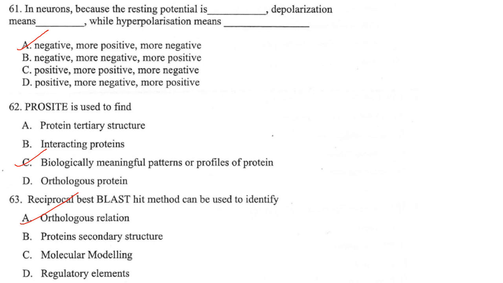So the answer here will be option A, that is negative. Depolarization is more positive and hyperpolarization is more negative. So the answer here is option A. Then next one. ProCyte is used to find biologically meaningful patterns or profiles of protein. Answer is option C. Reciprocal best blast hit method can be used to identify orthologous relations.